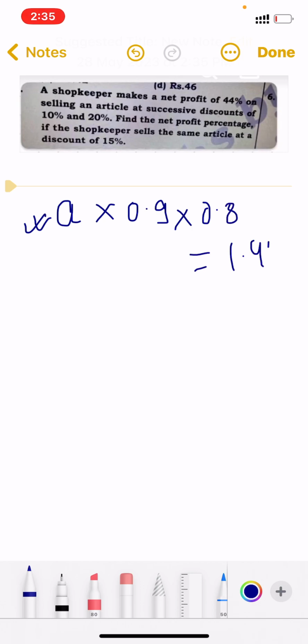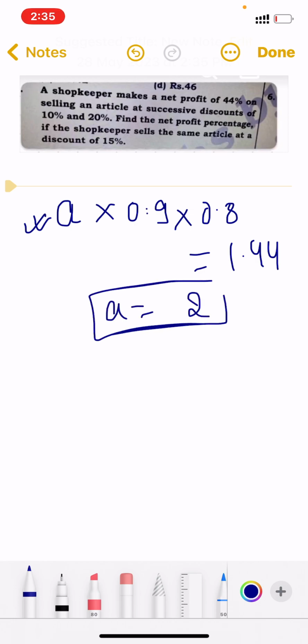So the RHS will be 1.44. So this will basically be 2. If the markup factor is 2, this is basically 1 plus 1. This 1 means he has marked it above 100%. So he has made the amount twice, so above 100% he has marked.